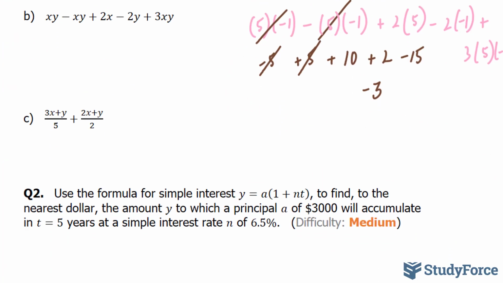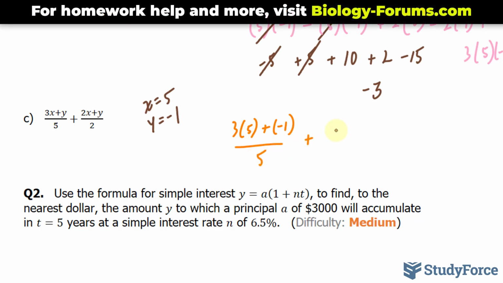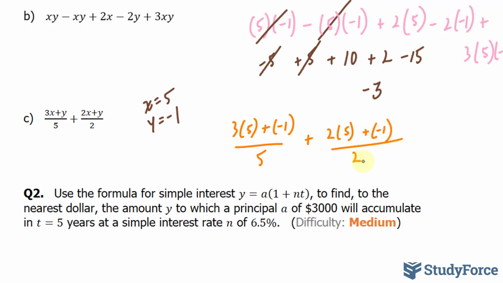In question C, we have 3x plus y over 5 plus 2x plus y over 2. Once again, x is equal to 5 and y is equal to -1. Let's substitute 5 into where we see the x's. We have 3 times 5 plus -1 over 5 plus 2 times 5 plus -1 over 2. 3 times 5 is 15 plus -1. That's 14 over 5. 2 times 5 is 10 minus 1 is 9. So we have 9 over 2.